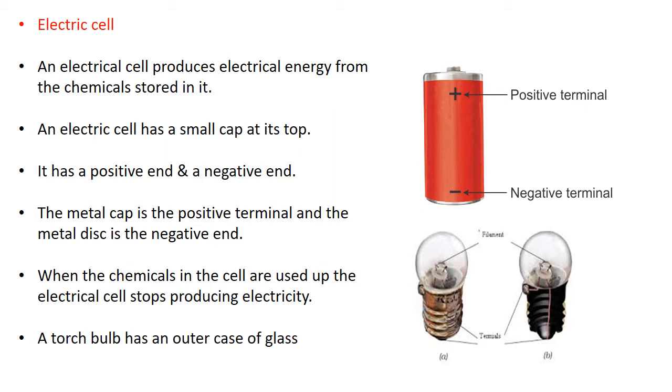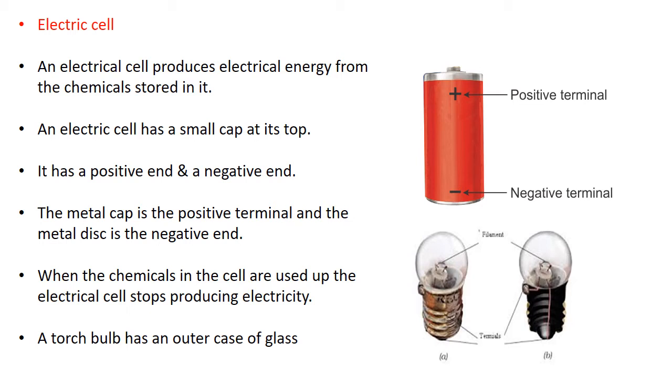So before studying electricity, it is important to study what is this electric cell. An electric cell produces electrical energy from the chemicals that are stored in it. Electric cell has a small cap at its top. It has a positive end and a negative end. The metal cap is the positive terminal and the metal disc is the negative end. It is usually made out of chemicals, and so when the chemicals in the cell are used up, what happens? Then it stops producing the electricity. Then we have to buy a new cell.